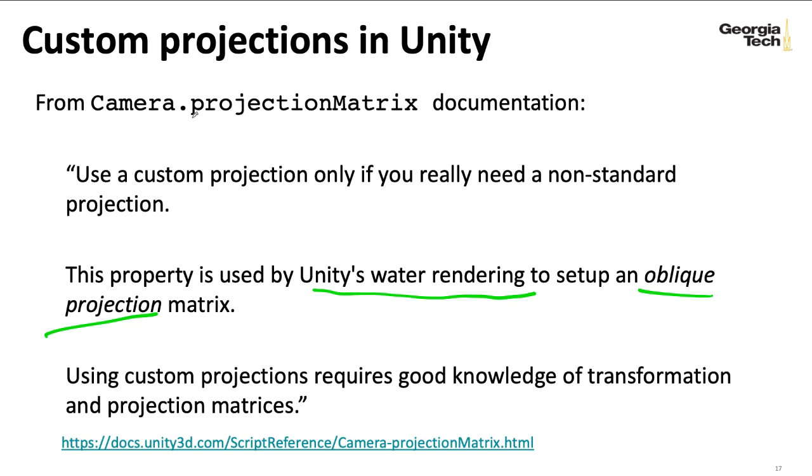Unity will take the various parameters of your camera and create these matrices for you as needed, depending on how you set things in the inspector. And you can also change those things via script if you've got a reason to do that.